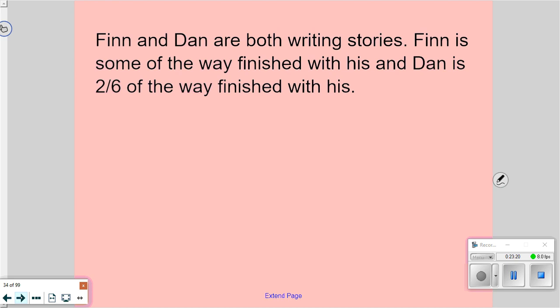So is he almost done? No. Halfway to the middle of the number. He might be close to the middle. Yeah. Where's the middle of 6? 3/6 would be the middle. So we know Dan is maybe about halfway. Let me give you some more information.